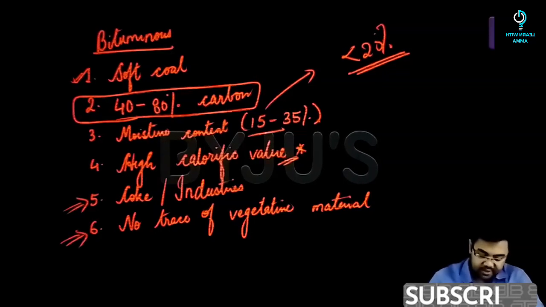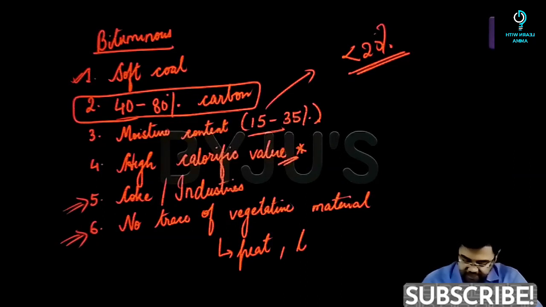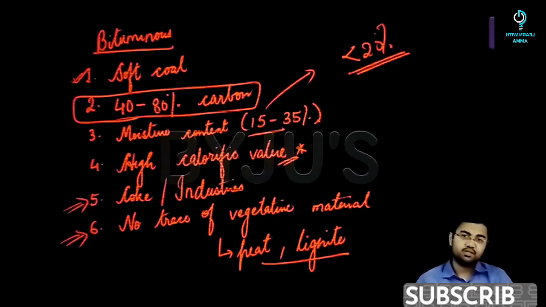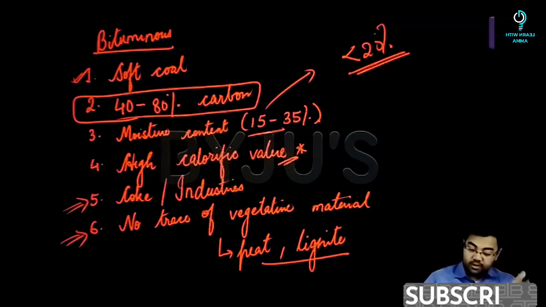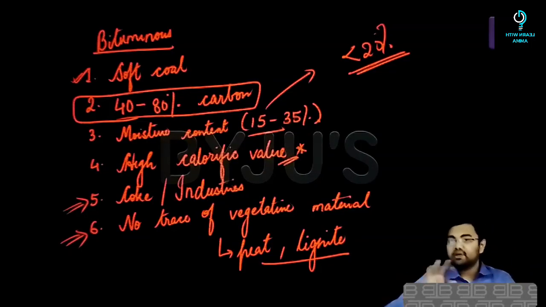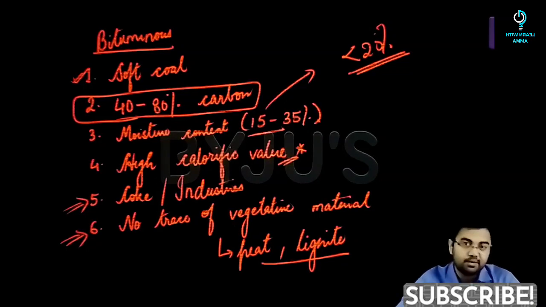Then again, it has no trace of vegetative material. So if you talk about whether it is peat or lignite, they still have vegetative presence. The fossils on peat and lignite can be seen, but that's not the case with bituminous or even anthracite, because from there onwards you will not have any trace of this kind of material.